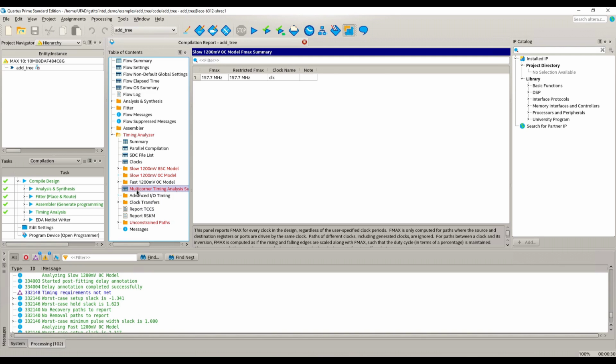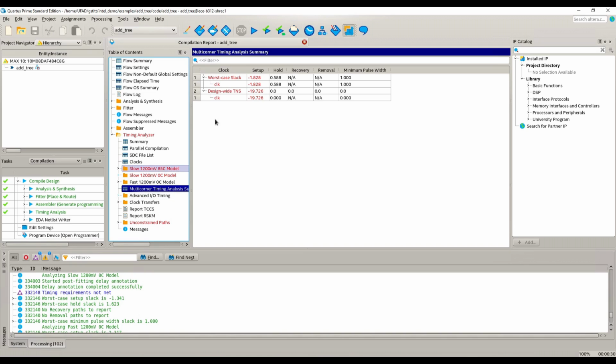And this multi-corner timing analysis basically analyzes all of them and gives you the worst case situation across all the models. But the vast majority of the time, probably all you're going to care about is the slowest high temperature model, which is what we're going to look at today. All right, so we now know we didn't meet our clock. Now we need to figure out why we didn't meet that clock constraint.